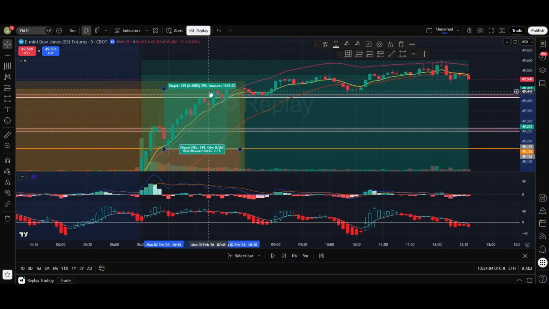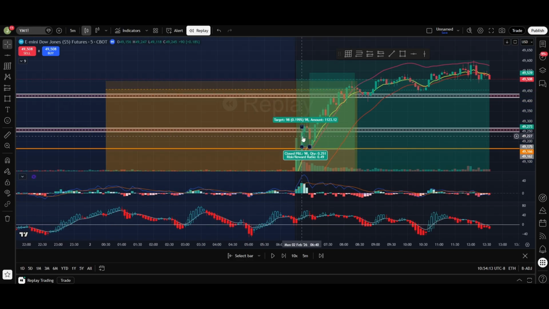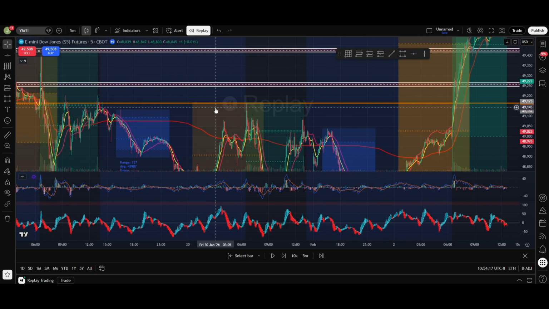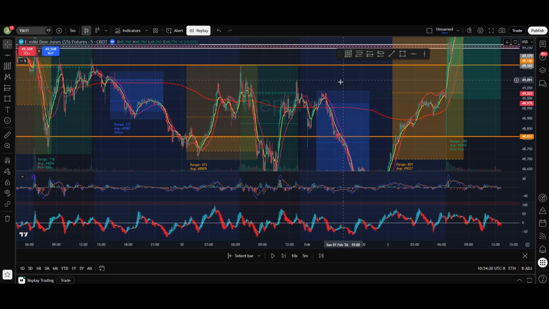So could you have held this and gotten a little bit more out of it? It's a possibility, but it's just choppy, right? Just choppy. But for the 5-minute strategy, it works beautifully. Okay, let's talk about Asian session and London session fairly quickly here.